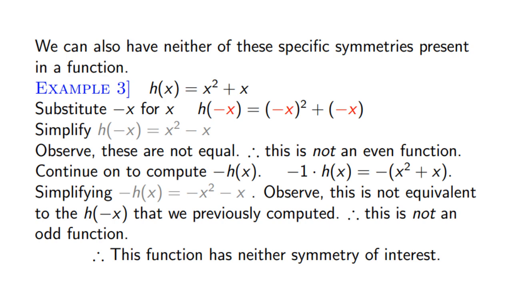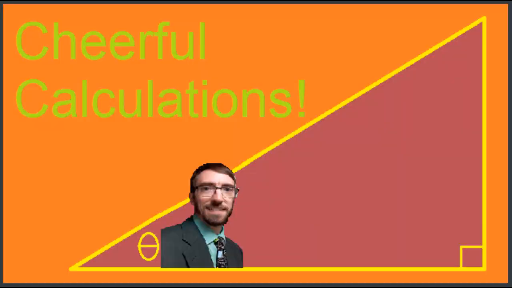Having gone through all these steps, we can now declare that we know that this function has neither of the symmetries that we were looking for. It doesn't have the even symmetry, so it's not a reflection about the y-axis. It doesn't have the odd symmetry. It's not a rotation about the origin.